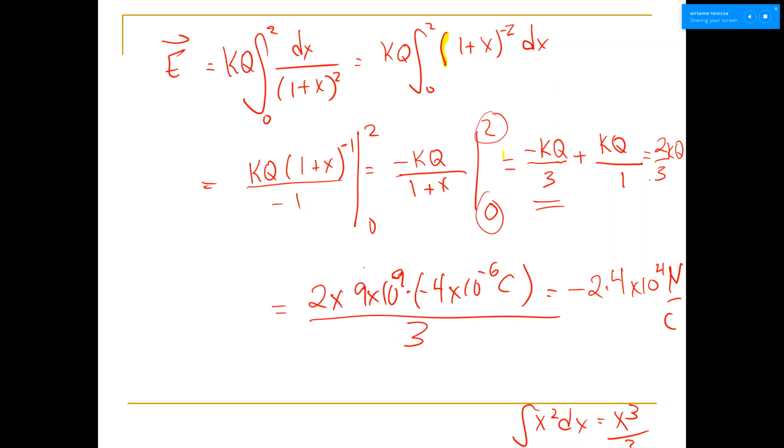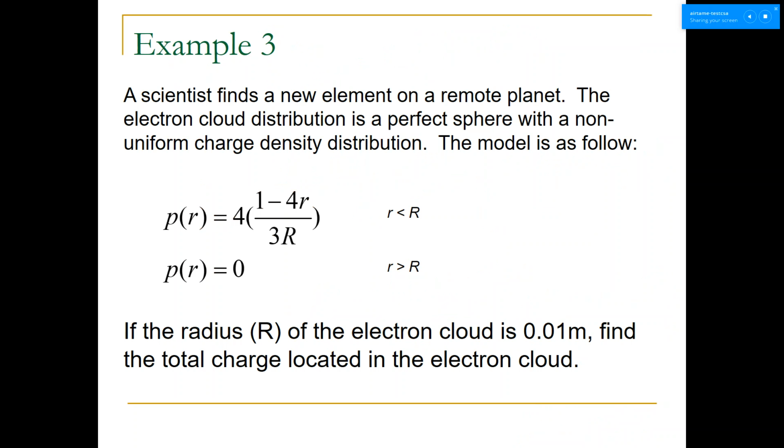Okay. Now we're getting to the really tough ones. Again, bear with me. The hardest part about this one is setting up the integral. Once you set up the integral, it's actually not so bad. Okay, let's explain this problem and try to really understand what's happening. So a scientist finds a new element on a remote planet. The electron cloud distribution is a perfect sphere.